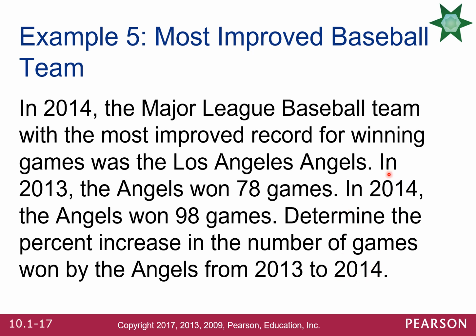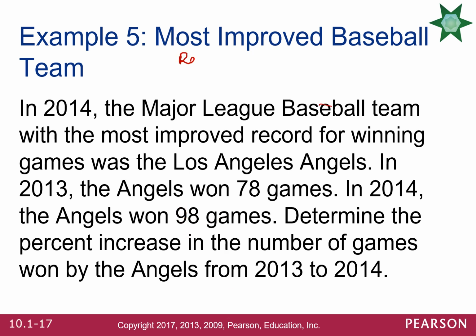So the recent period is 2014, in which they won 98 games, and in the previous year they won 78 games. So this is a case of percent increase because the games won went up from what it was before. So we are going to use the same formula that we learned. It's recent minus previous. All right, let me write that down here.